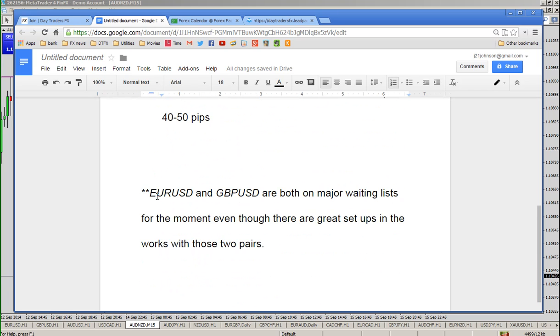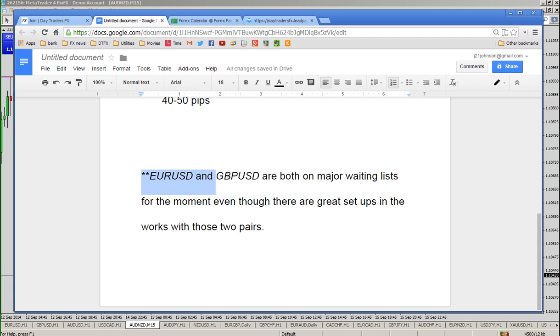Let me just preface all this real quick by saying I actually love the euro dollar and pound dollar setups right now, but because of the impending votes and the risk and all the craziness that's happening there, we're going to probably sit on the sidelines with those two pairs this week until later in the week. So I'm looking at them, I like them, I'm interested in them, but it might be a little bit before we get to those.